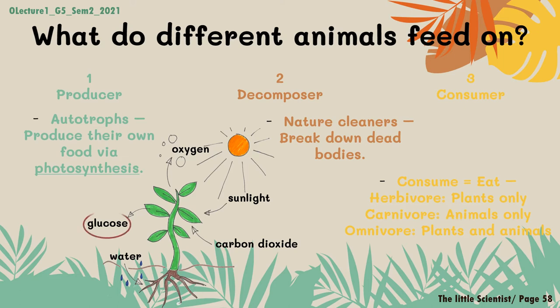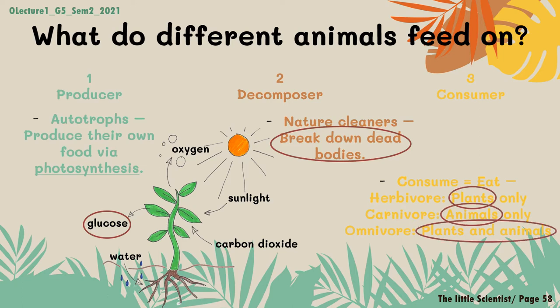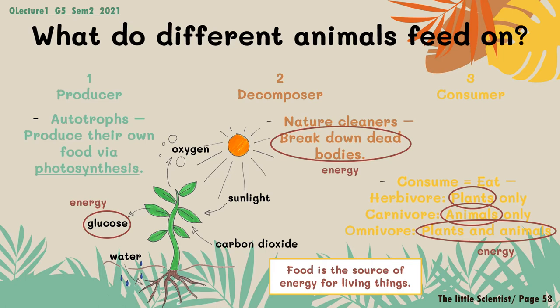Producers produce glucose. Decomposers decompose dead bodies. Consumers consume plants and animals. This is to get the energy that they need to live. So, food is the source of energy for all living things.